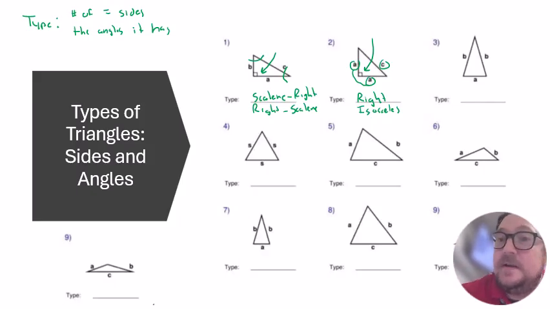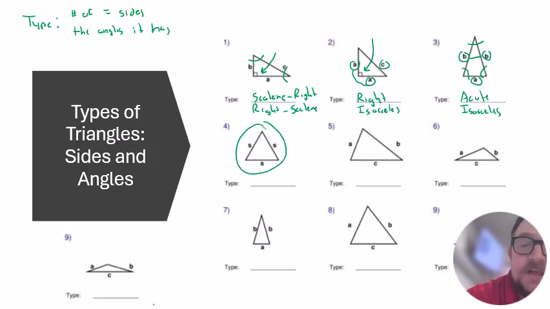Triangle 3, let's look at the angles. This is acute, and this is acute, so it's going to be acute. And then we see B and B and A. So it has 2 sides that are the same, and when 2 sides are the same, that's an isosceles.